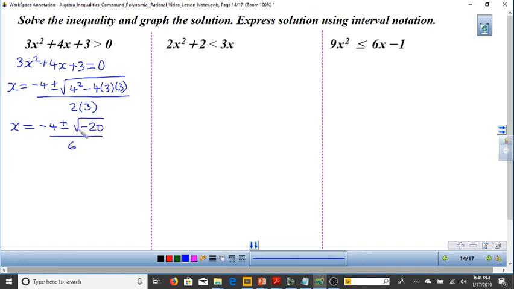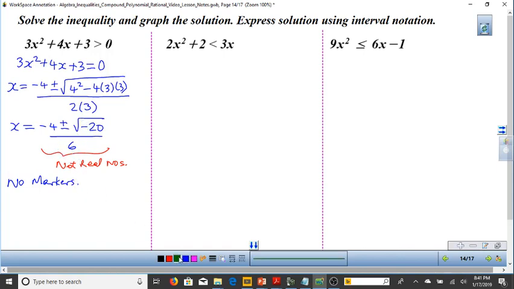Again, we have complex solutions. These are not real numbers. So we have no real solution, so there are no markers, which means whatever numbers we use will either always work: they will always be positive or always be negative.